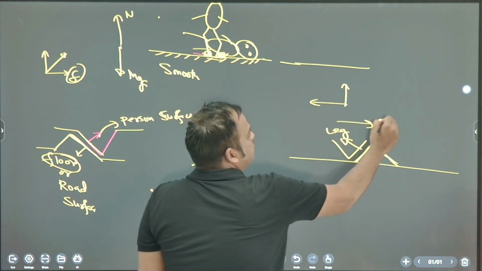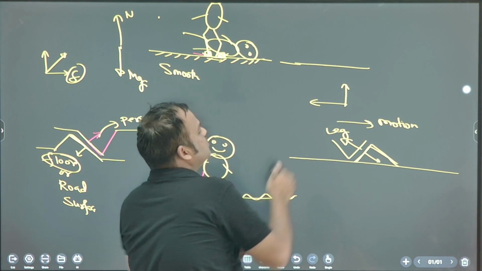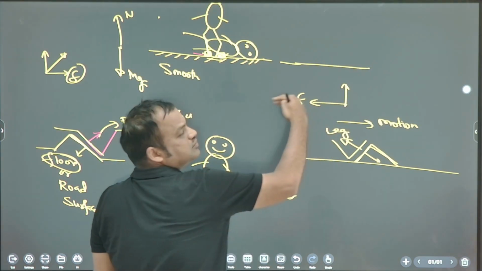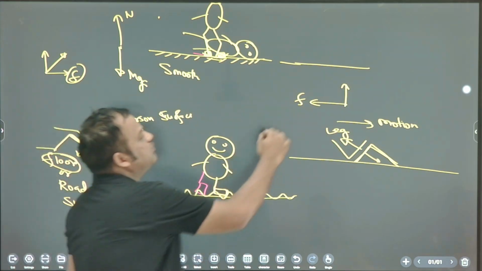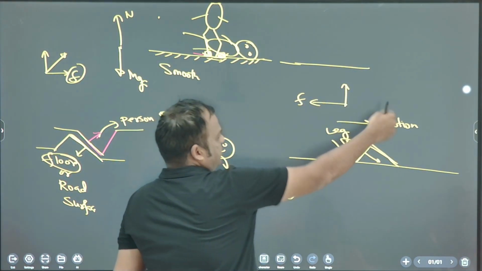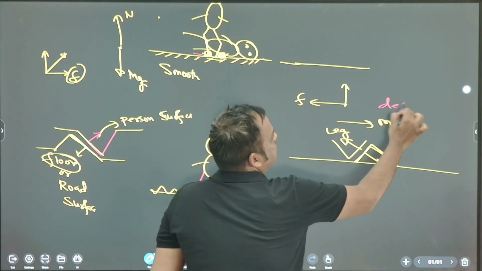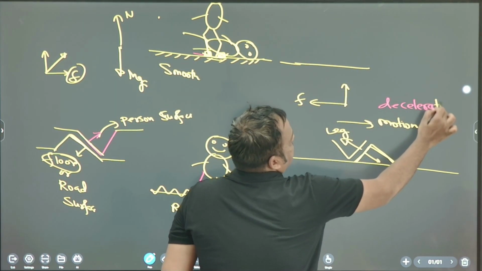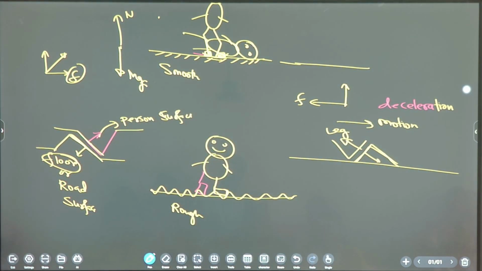And where is your motion? Your motion is right side. Understood? So the friction is acting where? Left side. Okay. So this friction will accelerate you or retard you? Retard you. Okay, because this friction is acting opposite to motion. So this will cause deceleration.